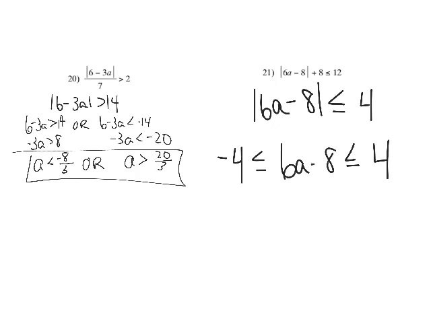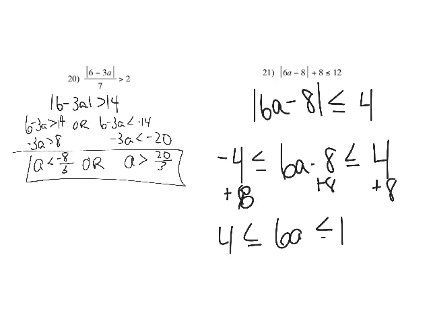a positive 4. And then from here on out, you just add 8 to all three sections. I don't know what my 8s are doing today. So you have negative 4 less than or equal to 6a less than or equal to 12, and when you divide all three sections by 6, you get negative 2/3 less than or equal to a less than or equal to 2.